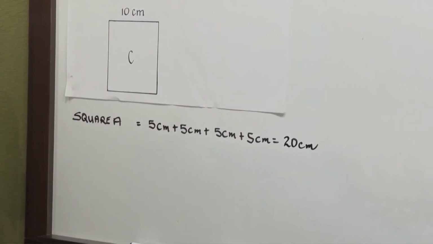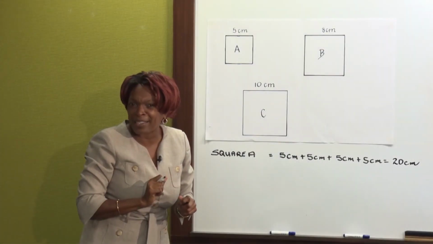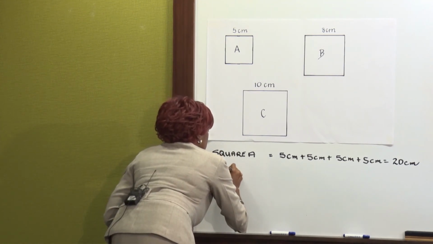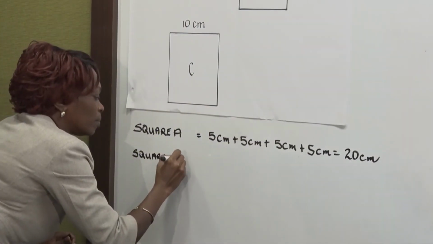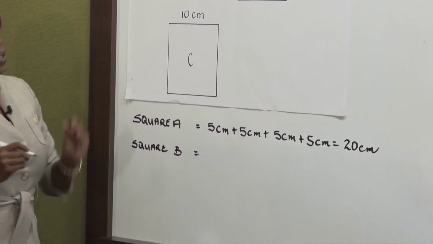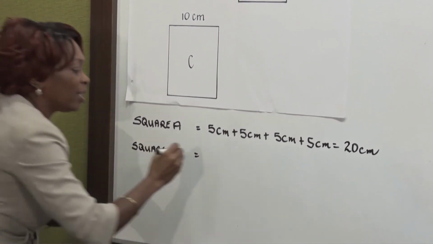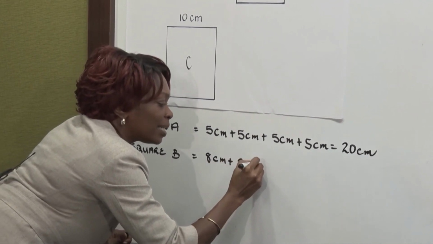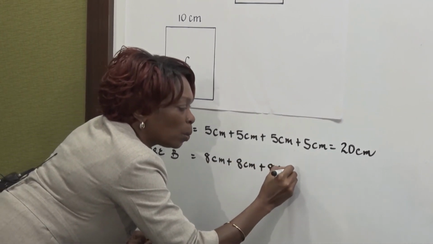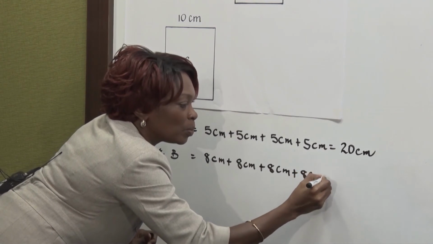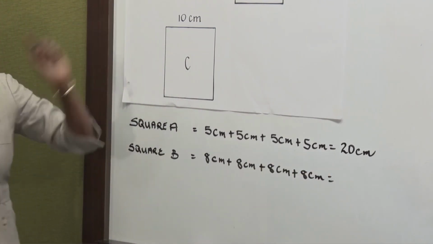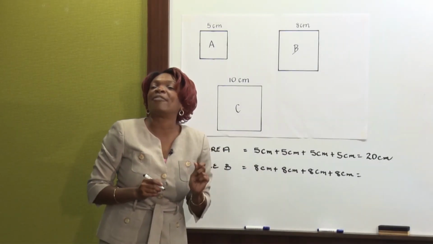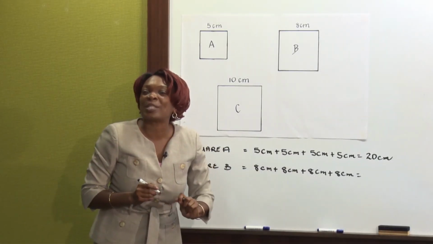Let's look at square B. I know some of you already have the answer, but that's okay. 8 centimeters. Let's follow the pattern. There are 4 equal sides. So what are we going to do? We are going to add up all 4 sides. 8 add 8 add 8 add 8 will give us what? 32 centimeters.